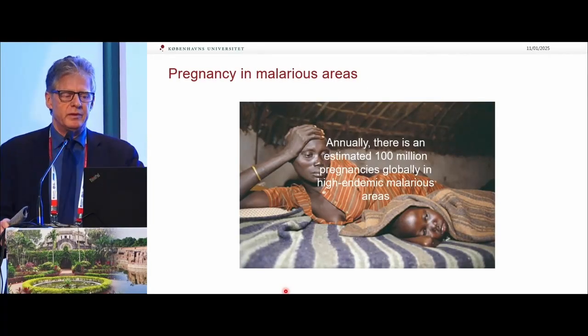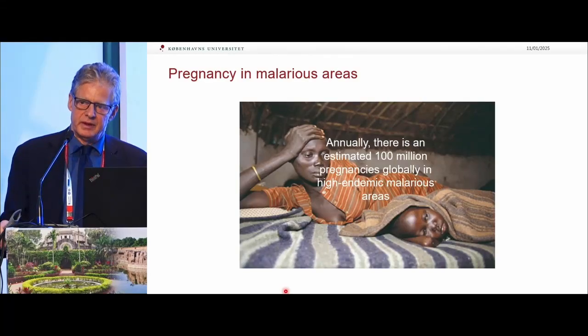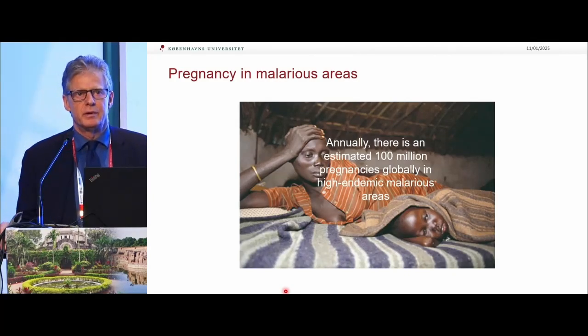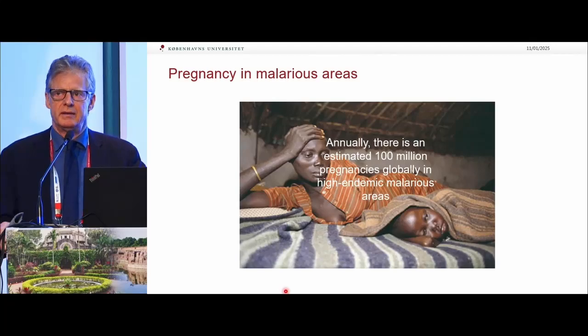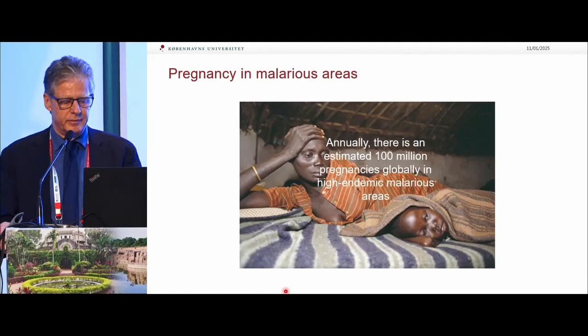So if we look into the malarious areas, how many pregnancies are affected? Well, it's estimated there are about 100 million pregnancies globally in high endemic malarious areas. And about 25% of those will be affected by malaria. So it's quite substantial, the number of pregnancies that are affected and may have these consequences that I was talking about.